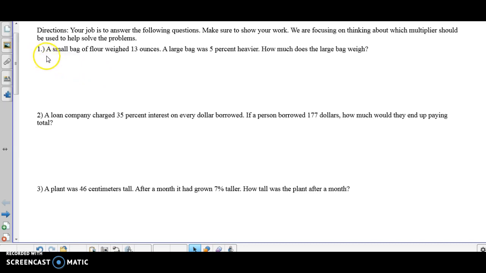So we have in number 1, a small bag of flour weighed 13 ounces. Remember, 16 ounces is in a pound, so this is less than 1 pound. A large bag was 5% heavier.